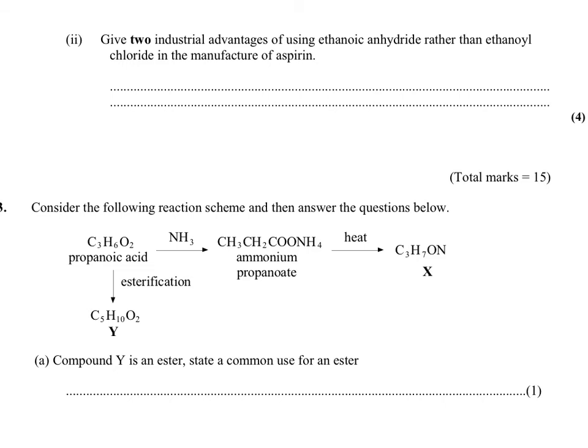Give 2 industrial advantages of using ethanoic anhydride rather than ethanoyl chloride in the manufacture of aspirin. It's going to be a less vigorous, controllable reaction. And it's also a lot cheaper.